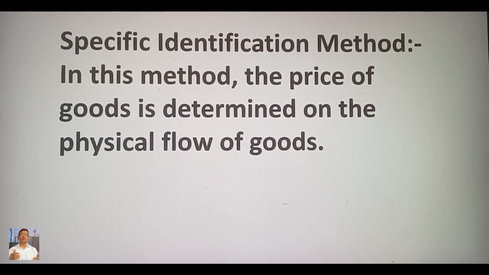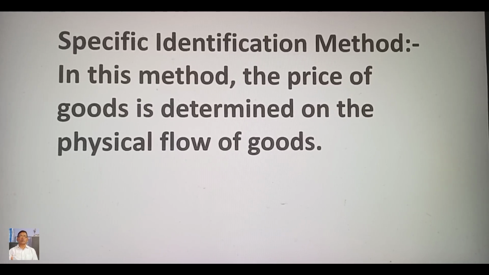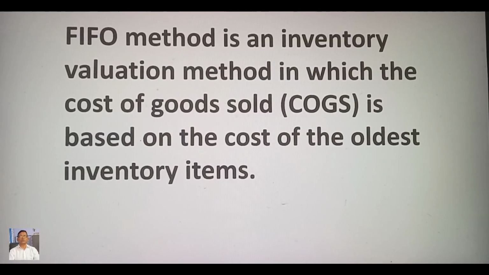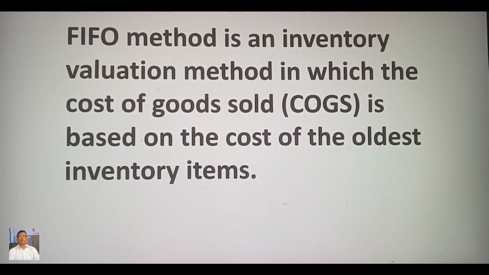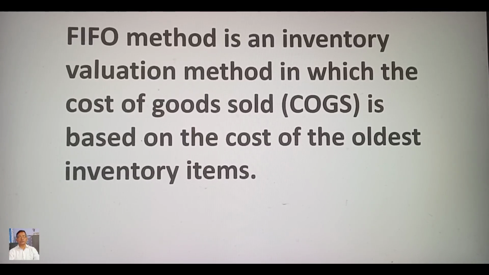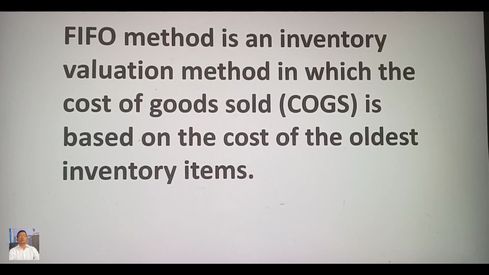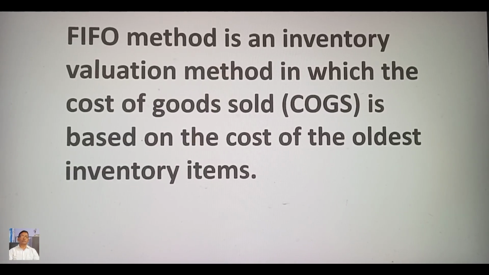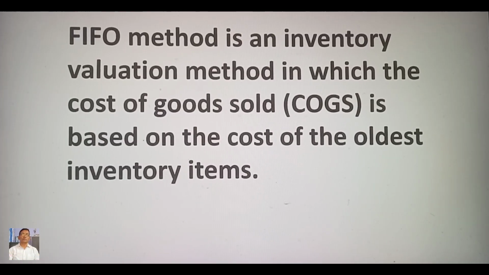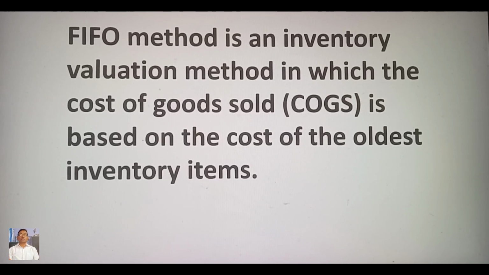Second inventory valuation method is FIFO, first in, first out. FIFO method is an inventory valuation method in which the cost of goods sold, COGS, is based on the cost of the oldest inventory items. The remaining inventory is valued at the cost of the most recent purchases. This method assumes that the first items purchased are the first items sold. That is why it is called first in, first out method.